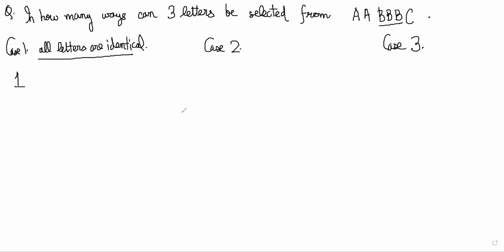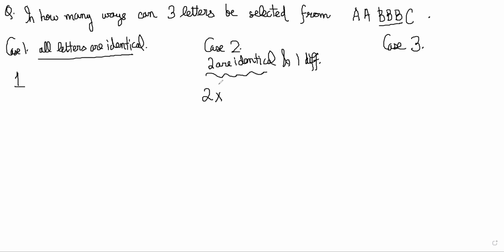Then you can have two identical and one different. For the two identicals, you have two options: AA or BB. Either you can select two identical A's or two identical B's. So there are two options for that.